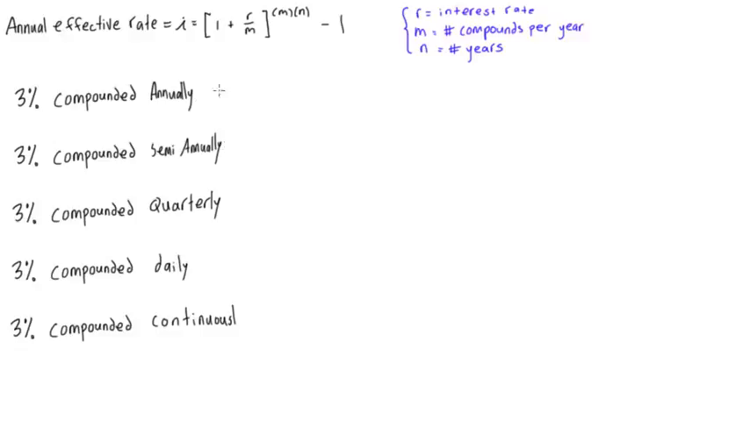Now in this video we're going to show you that eventually it's just going to stop getting better. It's going to kind of reach a plateau. All right, so we're going to start off with 3% compounded annually.